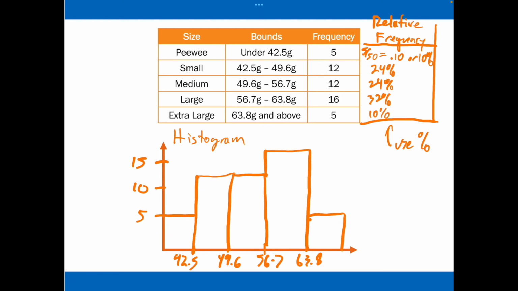A few notes about histograms. We always use these boundaries as our heights, and we put them on the edges of our boxes. We don't center them in the middle of the boxes. And you'll notice we use no gaps as we draw these. The reason we don't want to have gaps is because we really want this histogram to represent every possible value that could show up as we weigh these eggs.